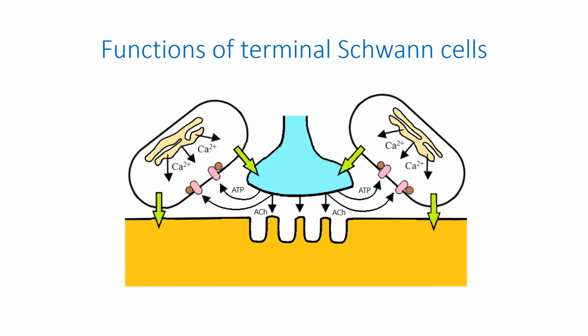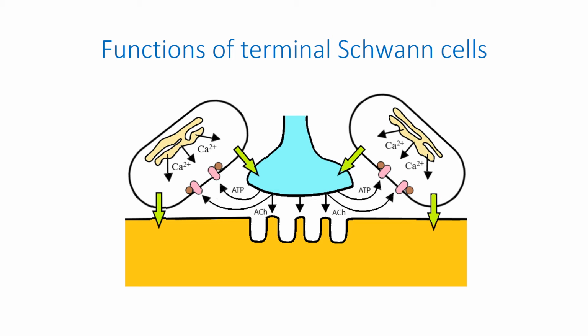As it was noted in the video about Schwann cells, terminal Schwann cells participate in neuromuscular junction development and their maintenance in adult life. Terminal Schwann cells possess metabotropic muscarinic acetylcholine receptors and metabotropic purinergic P2Y receptors that regulate the release of calcium ions from the endoplasmic reticulum.